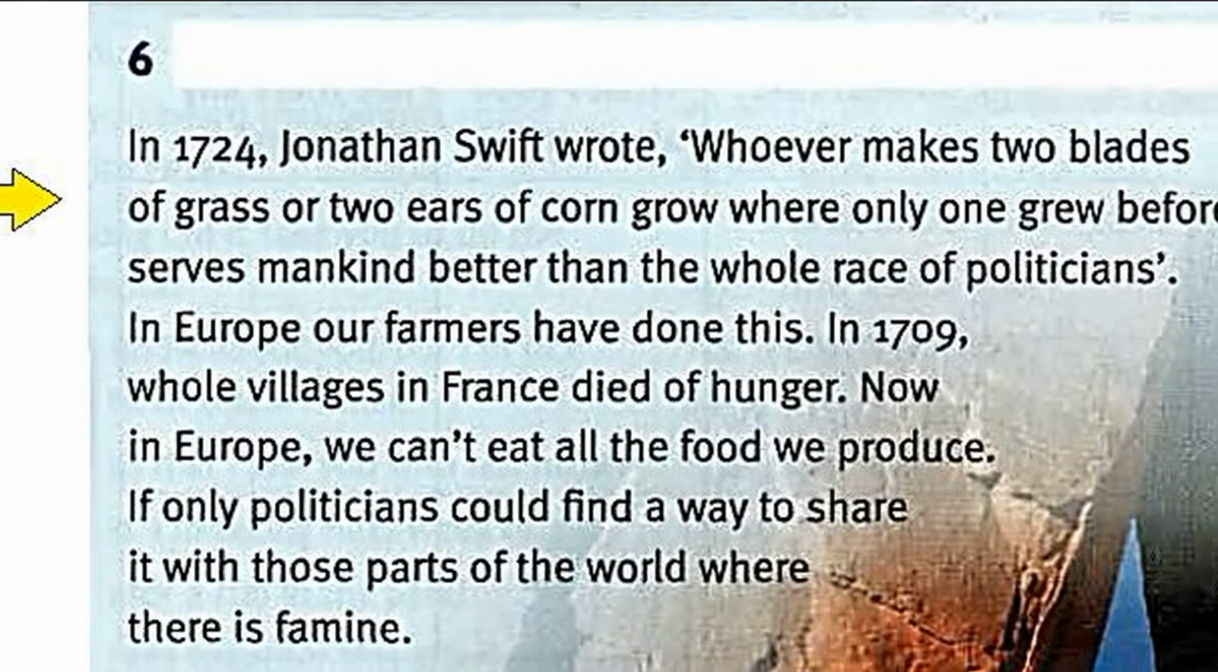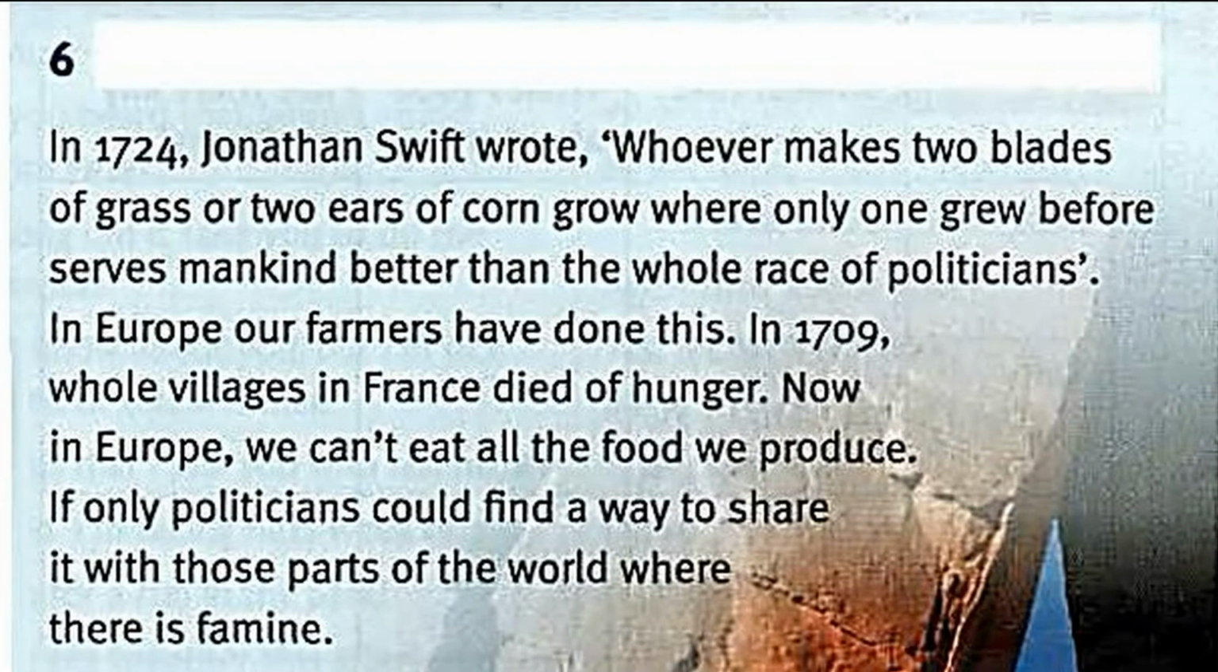In 1724, Jonathan Swift wrote, "Whoever makes 2 blades of grass or 2 ears of corn grow where only one grew before, serves mankind better than the whole race of politicians." In Europe, our farmers have done this. In 1709, whole villages in France died of hunger. Now in Europe, we can eat all the food we produce. If only politicians could find a way to share it with those parts of the world where there is famine.